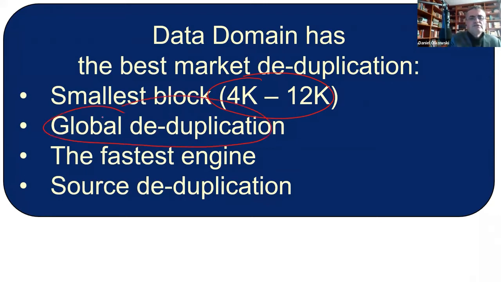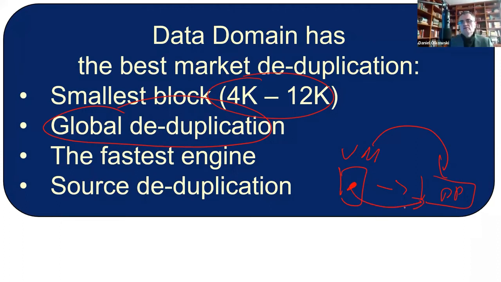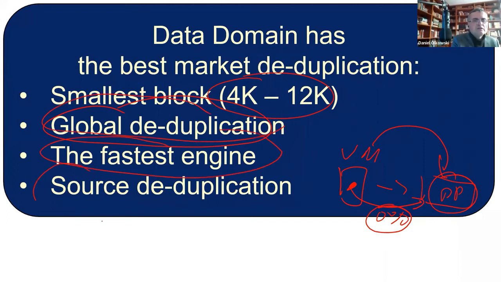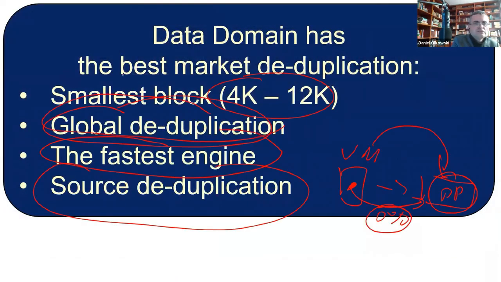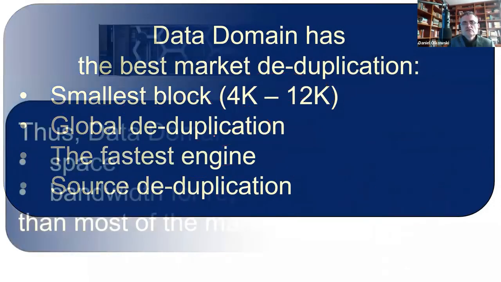Then there is global deduplication. If we have a virtual machine that we back up to Data Domain, and we back up the whole virtual machine, and then we back up from inside, the second backup does not occupy, let's say, almost 0%, because that data is already there thanks to global deduplication. So it is hugely fast, as we said, with source deduplication or virtual synthetics. So Data Domain requires 2-3 times less space than any other solution on the market because of all these advantages: small block, global deduplication, and so on.